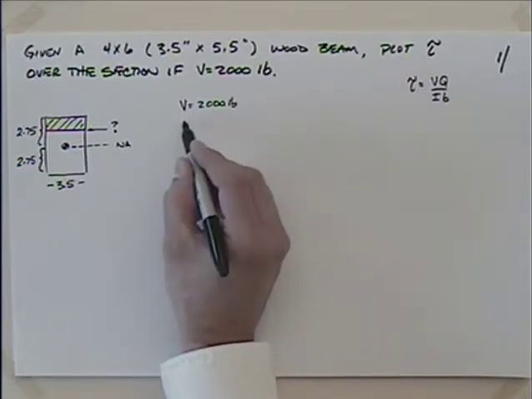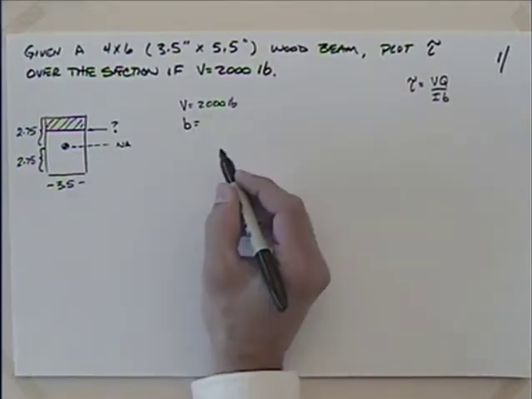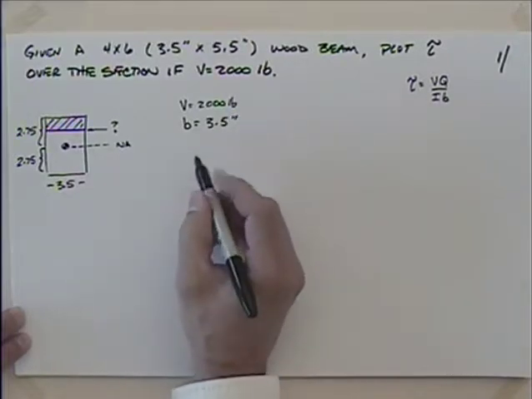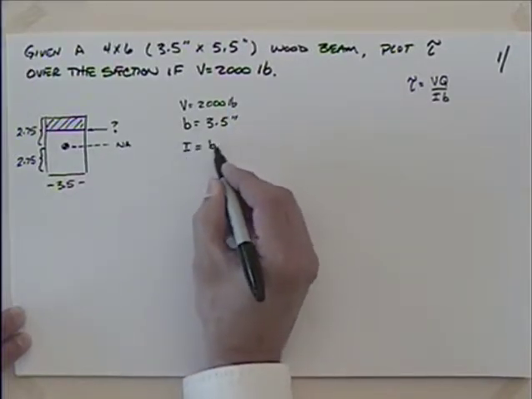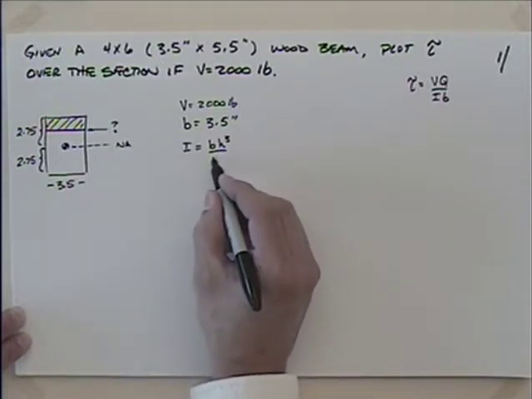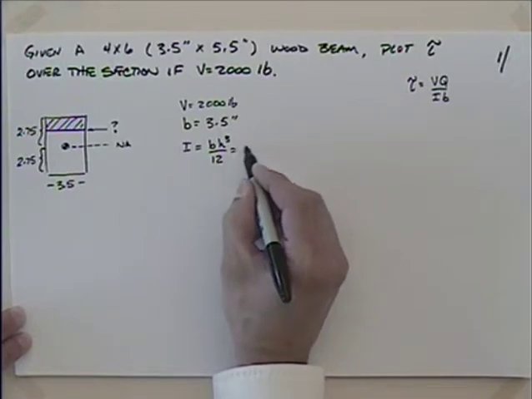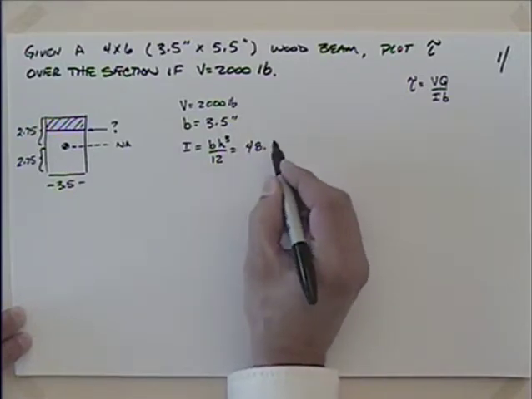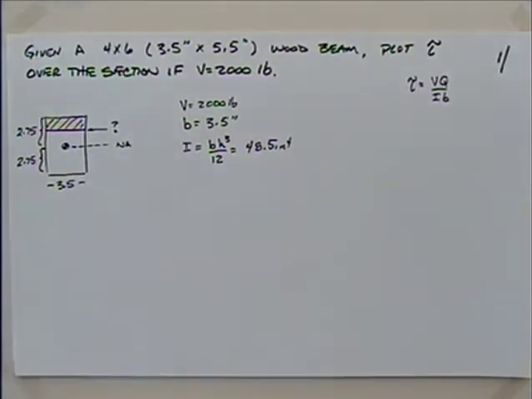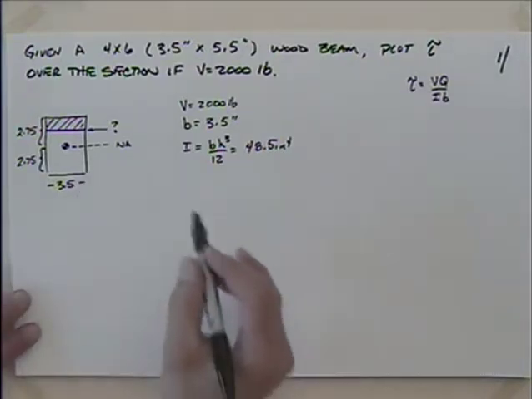I have that the base dimension, that's the same for this thing, 3.5 inches. That's easy. Then for a rectangular section, I is base times the height cubed divided by 12, which is 48.5 inches to the fourth. Okay. So then all I have to do is figure out an equation for Q.